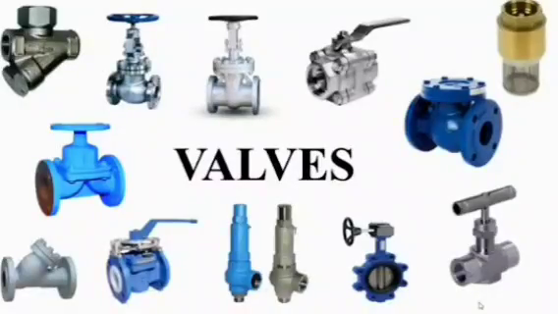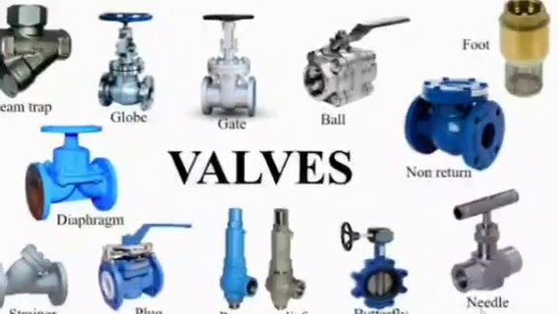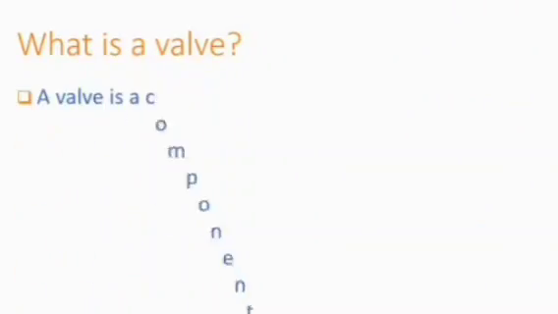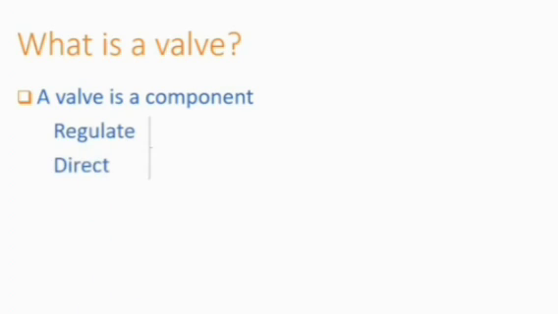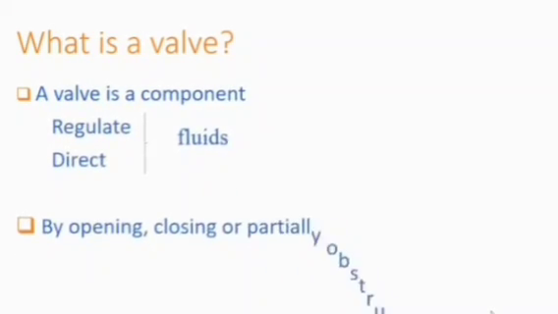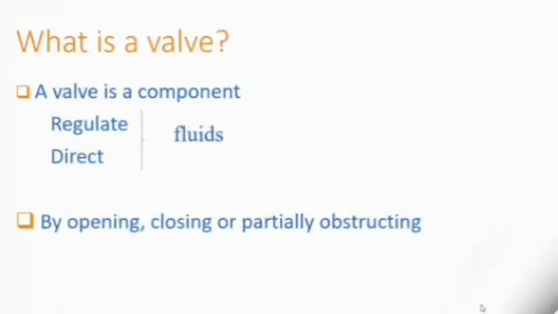Today we are going to talk about all kinds of valves and their functions. What is a valve? A valve is a component used in piping networks to regulate or direct the flowing fluid by opening, closing or partially obstructing. Valve classification can be done in two ways.